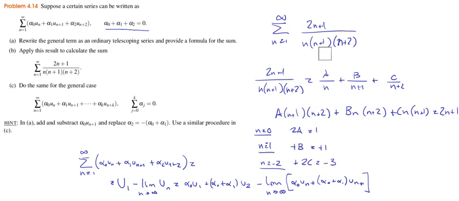Okay, so I can rewrite this like this, and I can write this like 2 over 2. Okay, so then I have 1/2 over n, 1 over n plus 1, and then minus 3/2 over n plus 2. So let me erase this.